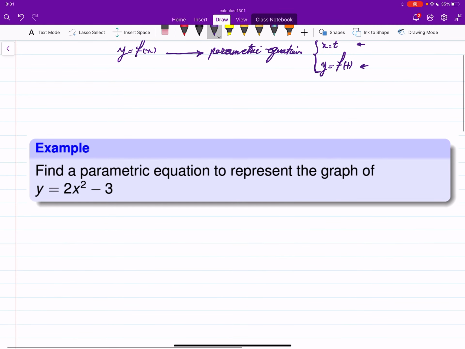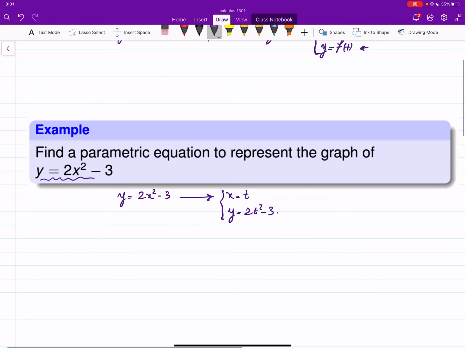Let's see this example. So this equation, which is a parabola, we want to parameterize it. Okay, so we start with y equal to f of x, and then we set x equal to our parameter. Then y is going to be 2t squared minus 3. This is a parameterization of our curve, or at least the graph of the function.